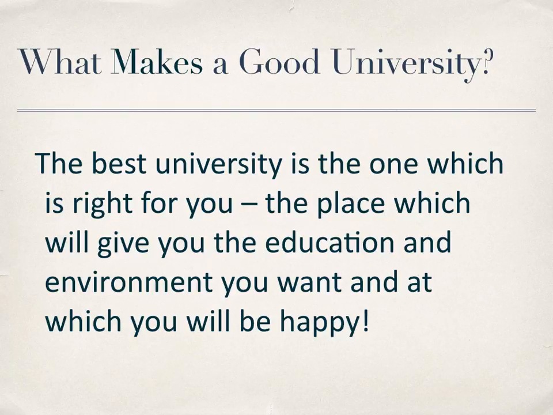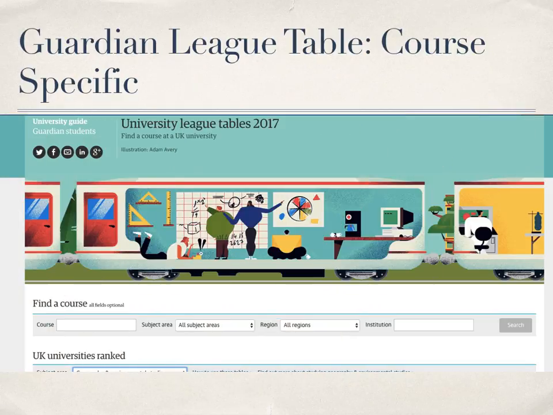Now, there's so many things to choose from, and because this is course specific and parents do ask about rankings, what we ask you to look at if you are going to look at rankings for the United Kingdom is the Guardian League table, because the rankings are based on the course.